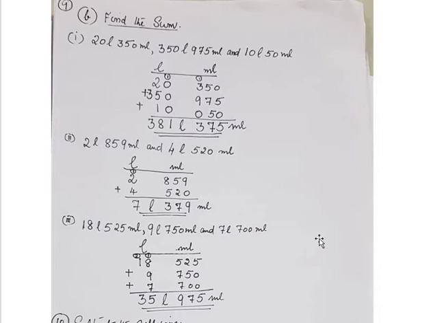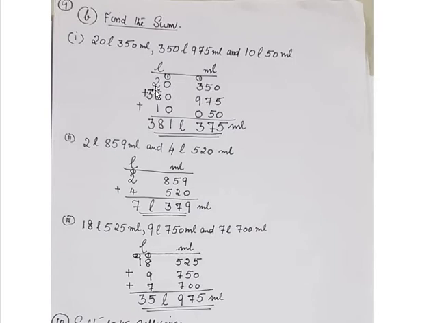Here, find the sum is given, but addition space is not given in the textbook. So only write the answer in that place, but the addition you have to show. So I had written it separately, 20 liter 350. Before that, you see how I had arranged liter and milliliter. In the milliliter column, 3 numbers will be there, 3 zeros are there, so 3 numbers.